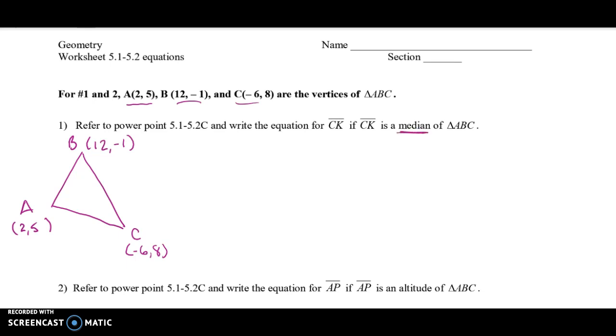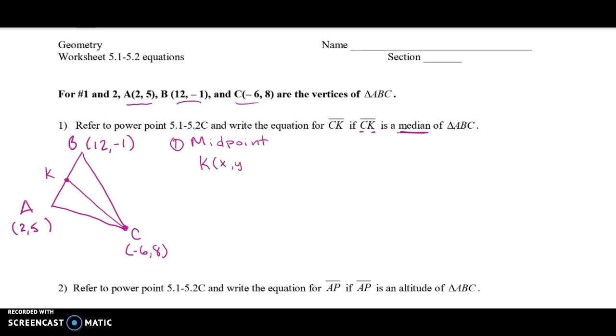If it's a median, that means that it's a line that goes from one vertex to the midpoint of another side. This one starts at C and K is the other point. So here's C, and then K would have to be a midpoint here. We don't know the coordinate of that, so that's always the first thing. We want the equation of this line, CK. So the first step with all of these usually is to find the midpoint coordinate point. So we want to find the coordinate point for K.